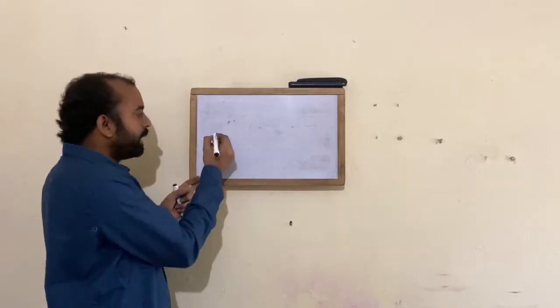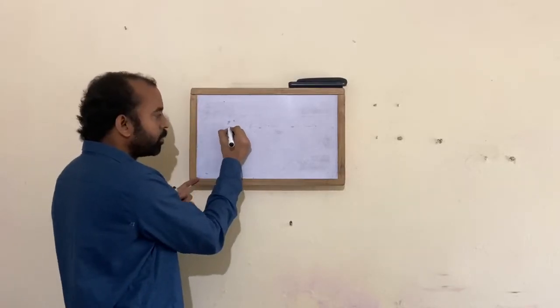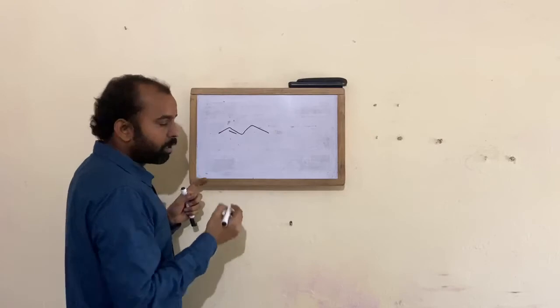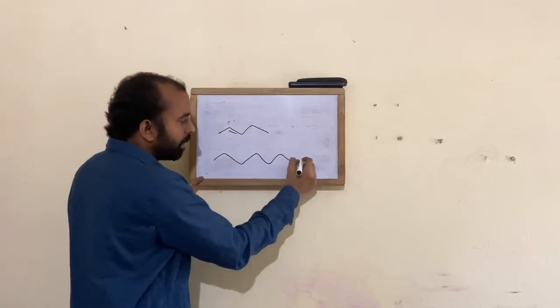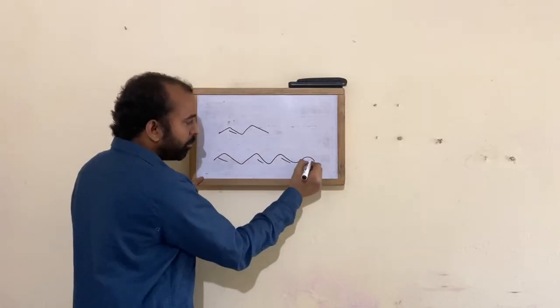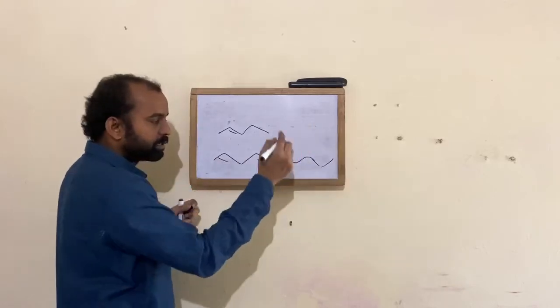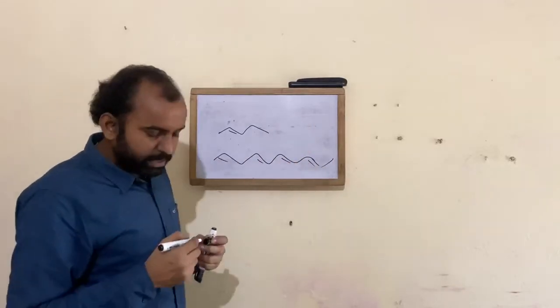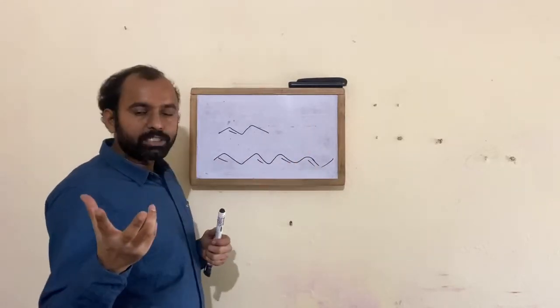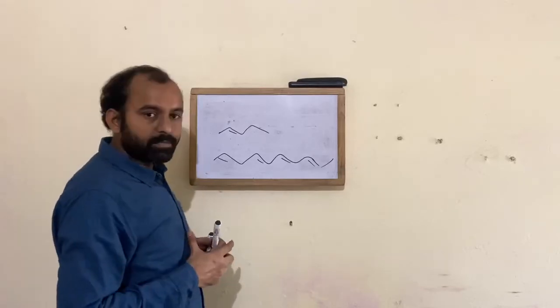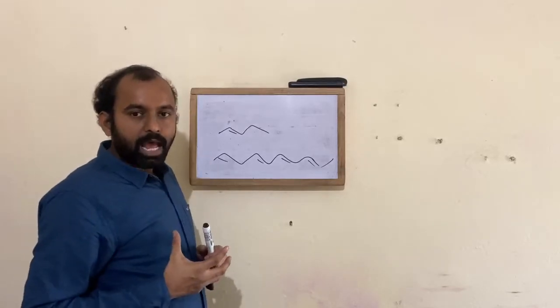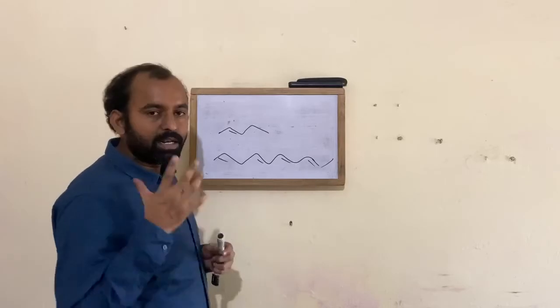Suppose you have one double bond. Now if you increase the number of double bonds, as the conjugation increases, what happens is the fluorescence intensity is increased, that is the energy is decreased and the wavelength is increased. This is the fundamental information you need to know.